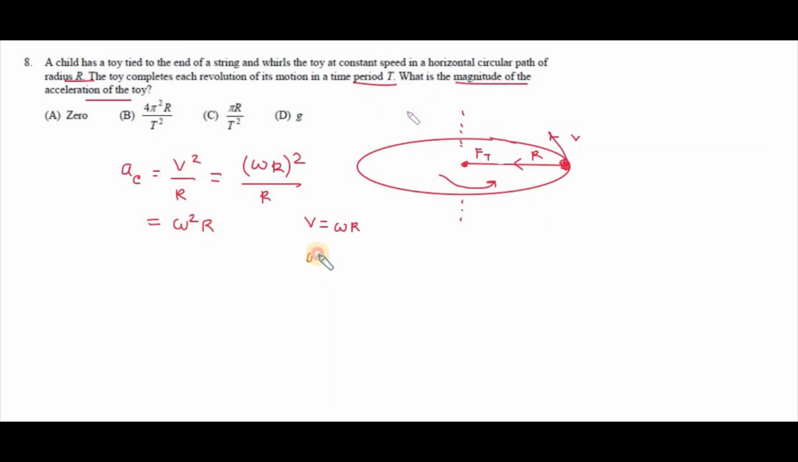Again, angular velocity is linked with the time period by the formula 2 pi by t. So you can substitute in this formula that omega equals 2 pi upon t, where t stands for the time period, whole squared times r. Then we get 4 pi squared times r upon t squared. So that's the expression of the centripetal acceleration. So the magnitude of the acceleration is matching with option B.